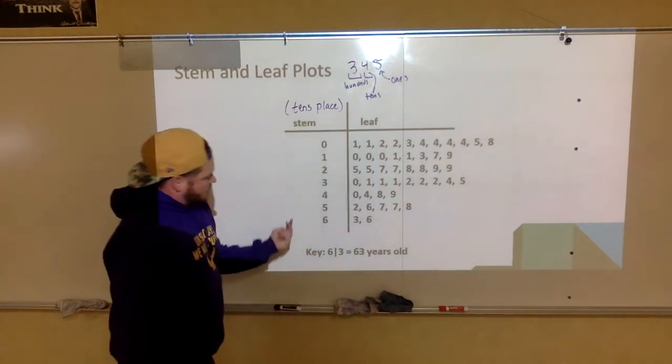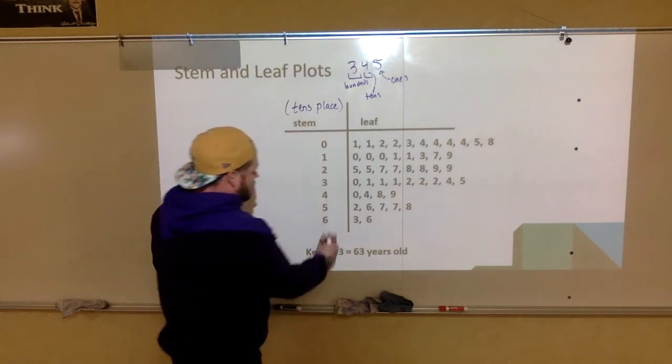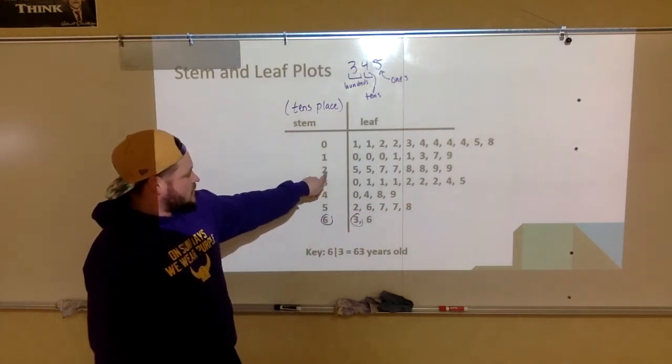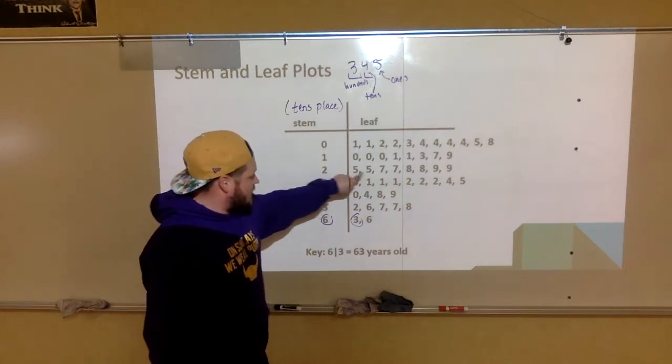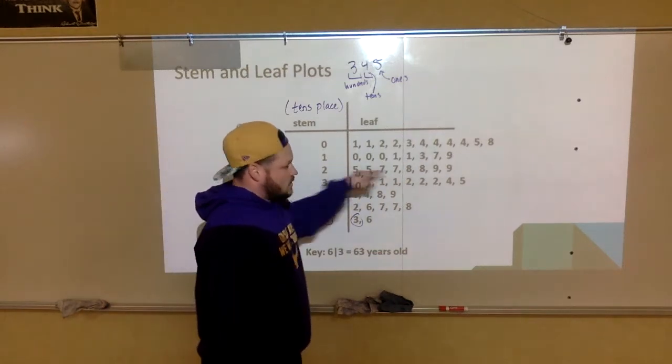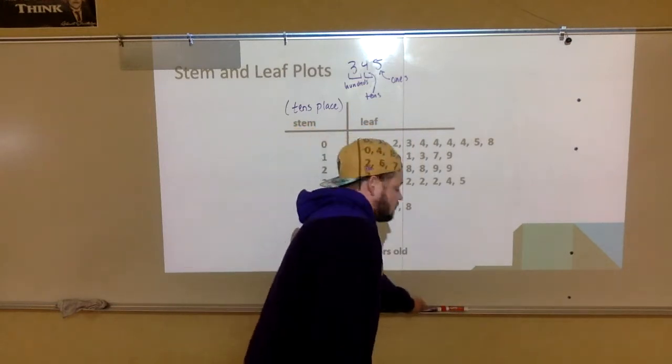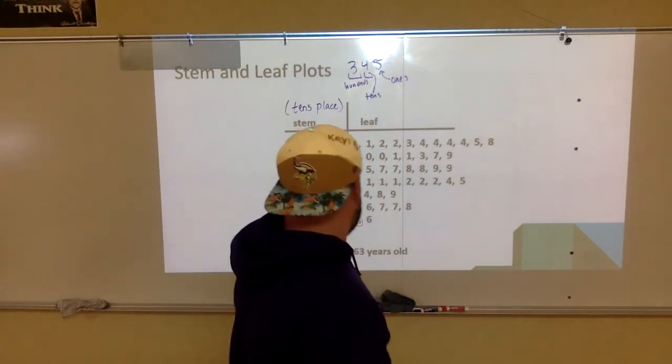For example, if I were to read this number right here, this would be 63. This would be 25, 25, 27, 27, 28, and you get the idea. So we're actually going to make our own right now, just to show you how this works.